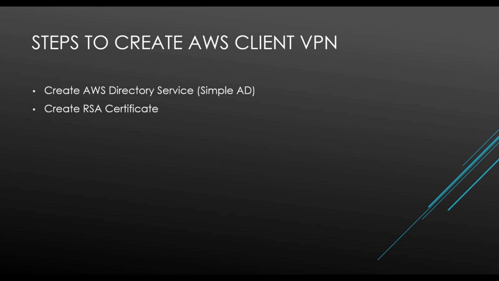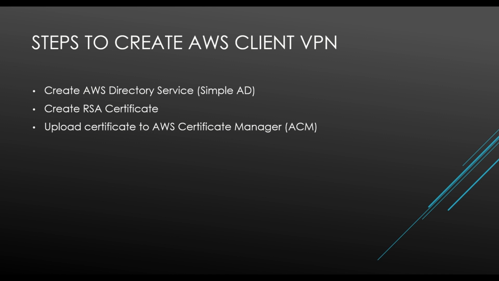Next, we need to create an RSA certificate. We need to create the server certificate that the AWS Client VPN will use. AWS Client VPN can either use the identity-based authentication or certificate-based authentication. In this video, I will show you the procedure for identity-based authentication. We need to create only the server certificate for our architecture. For this demo, we will use OpenVPN EasyRSA to generate the server certificate and keys.